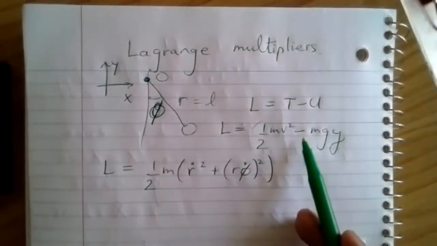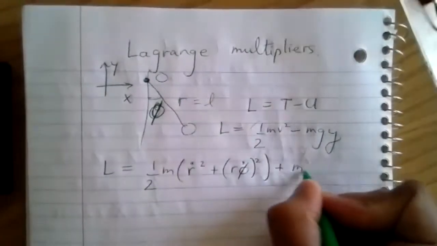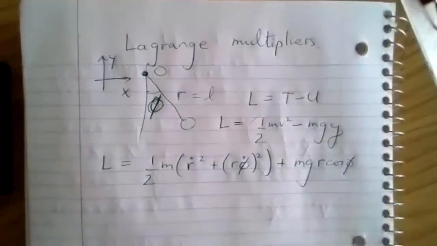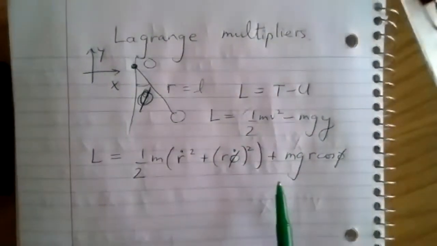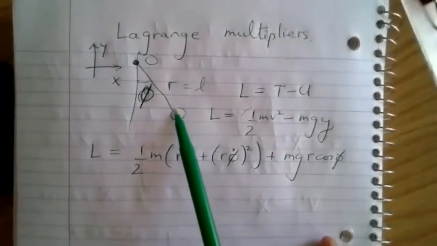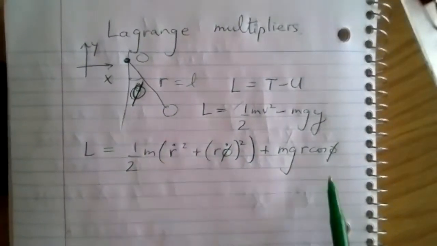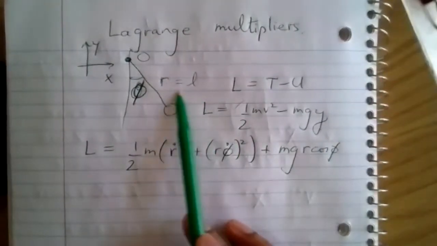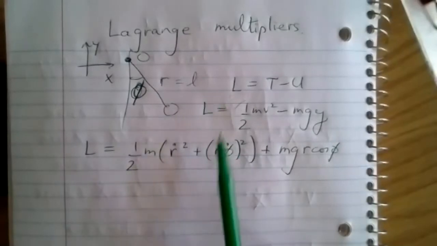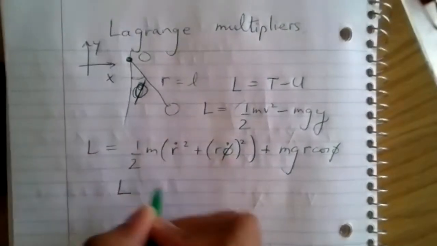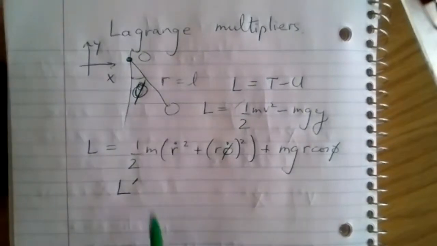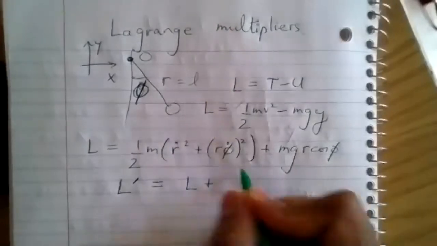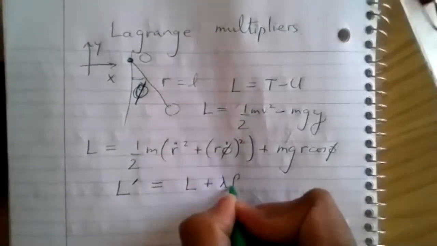But then I already have a minus sign here, so that will altogether give me plus mgr cosine phi. So I reintroduced r as a generalized coordinate. So I have this expression, but now I want to enforce this constraint that r is equal to L. So what I do is I construct a new Lagrangian, let me call that L prime, and it's simply equal to my Lagrangian plus lambda times f.